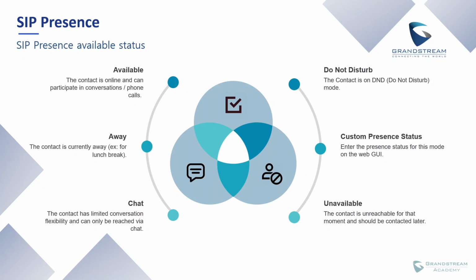Do not disturb: the contact is on DND. Custom presence status: in this case, the user must enter the presence status for this mode on the web GUI or on Wave. For unavailable, the contact is unreachable at that specific moment and should be contacted later.